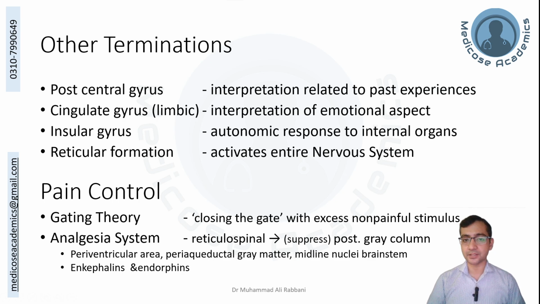Otherwise, there is the analgesia system, with the periventricular gray area, aqueductal gray area, and midline brainstem nuclei. They release substances like endorphins, enkephalins and other opioid-like substances that move down and influence the dorsal horn cells that relay the information. Similarly, there are tracts coming down that end in the cells of the posterior gray column, the reticulospinal tracts, and they block the signal from moving further.